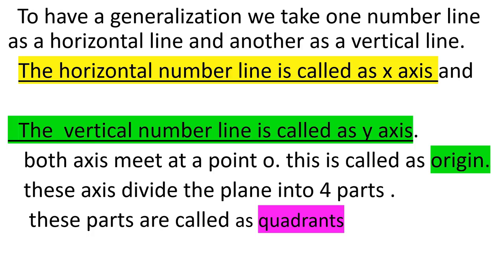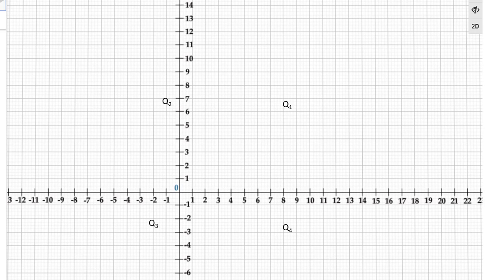These axes divide the plane into four parts. These parts are called quadrants. Now let us see in a graph. Now you can see two number lines. One is a horizontal line and the other is a vertical line. The horizontal line is the x-axis and the vertical number line is the y-axis. Both of them are meeting at the point origin.